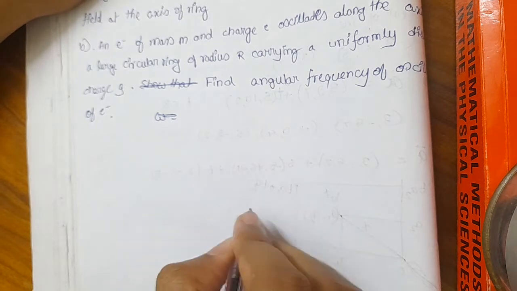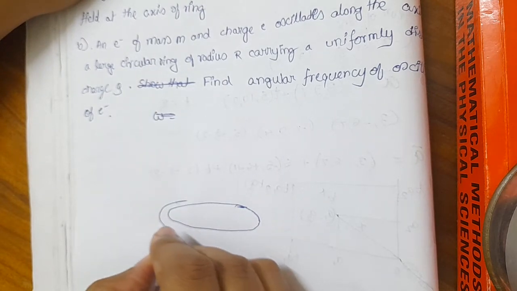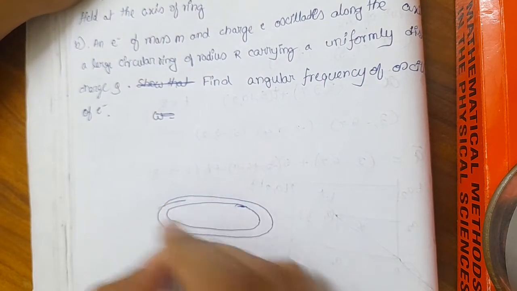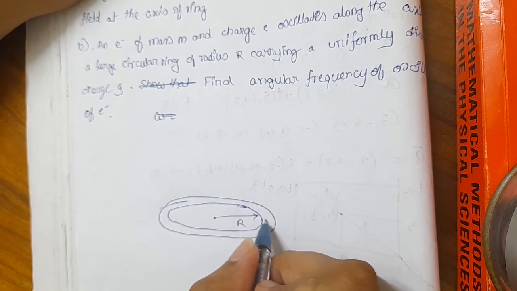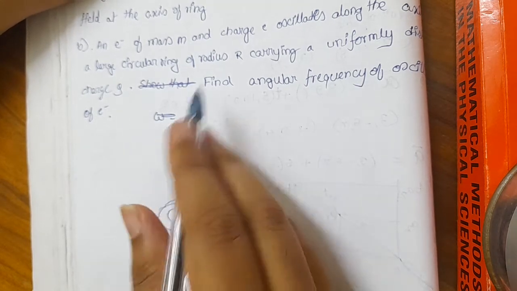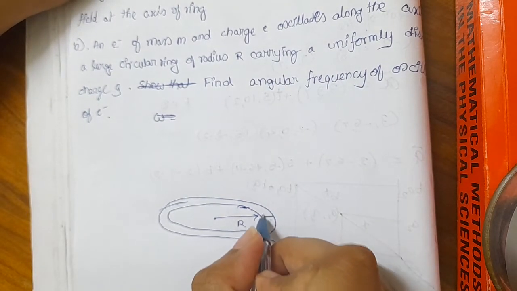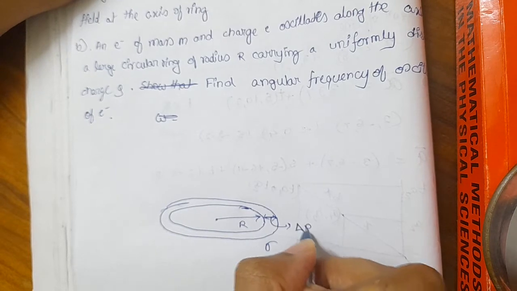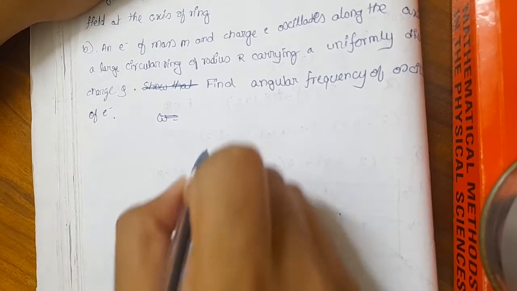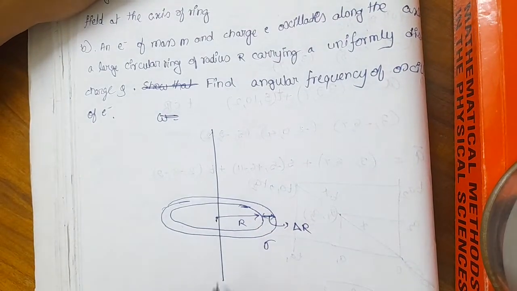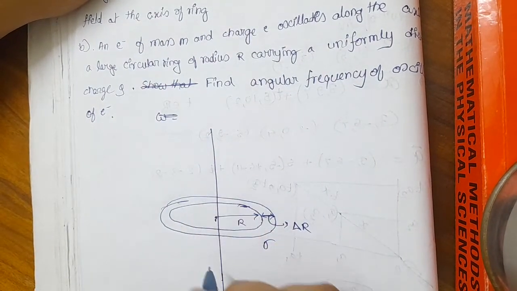So what is being told is that here is a circular ring of radius r whose thickness is negligible in comparison to the radius. Its surface charge density is uniform. We will assume that its thickness is delta r. Calculate electric potential and field at the axis of the ring. So this is the axis of the ring. Now we have to calculate electric potential and field at this axis.